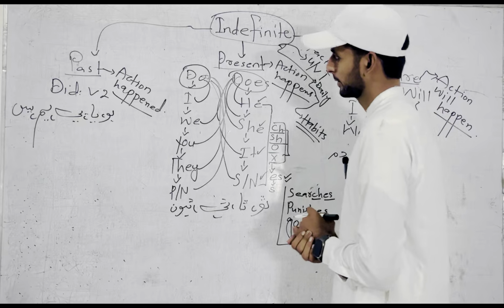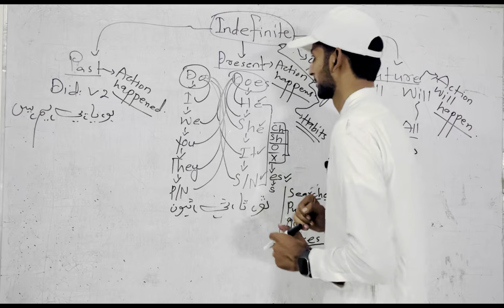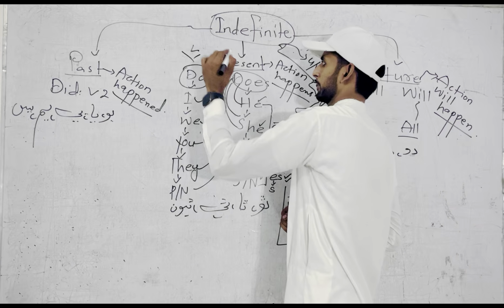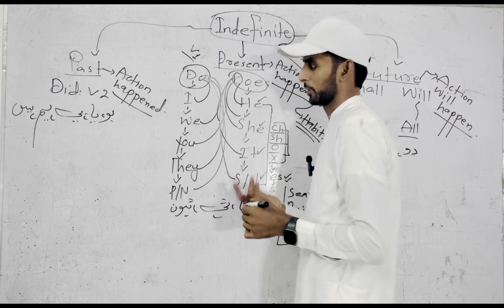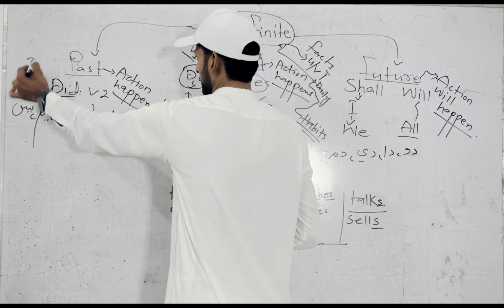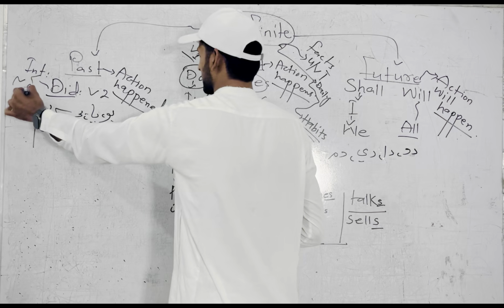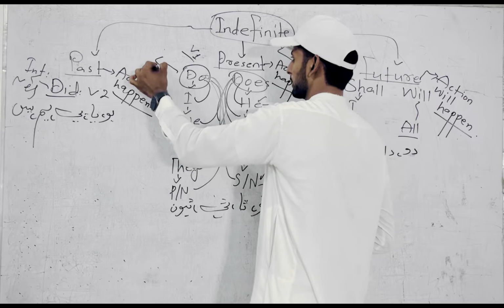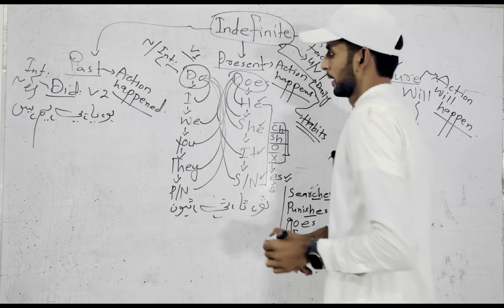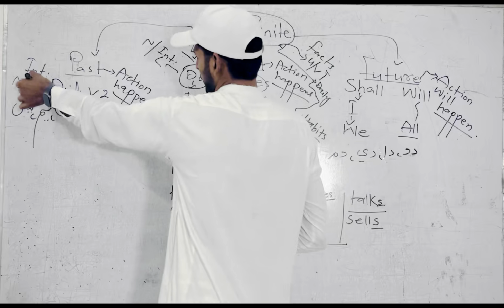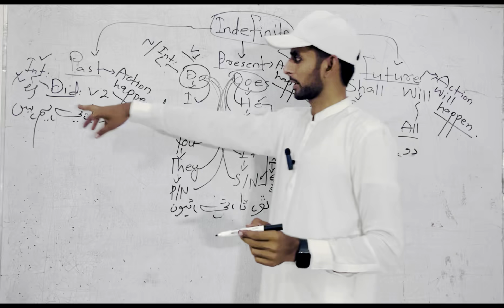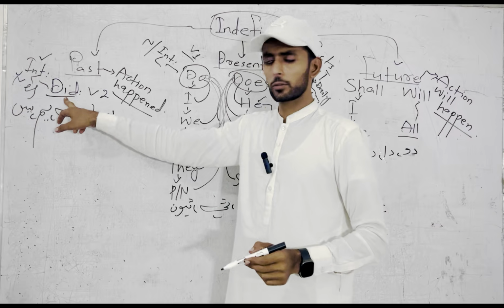Now we have to see which form of verb we use in present indefinite tense. We always use the first form, or you can say V1. V1 stands for the first form of verb. What about past indefinite? In past indefinite we use did to make interrogative and negative sentences. Likewise, do and does are also used to make negative and interrogative sentences in present indefinite. And did is also used in past indefinite tense to make interrogative and negative sentences.